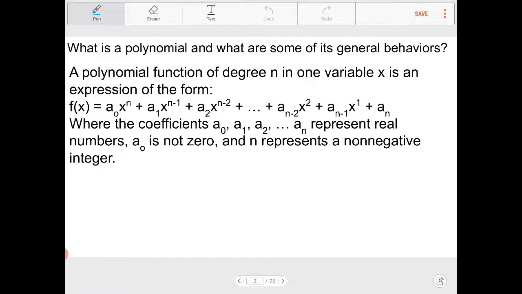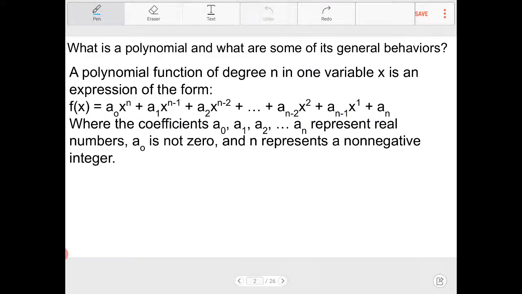So what exactly is a polynomial function? A polynomial function of degree n is an equation in one variable such that the expression takes on the form of some coefficient times x to the nth plus another coefficient times x to some smaller exponent, and so on and so forth. What you should be familiar with is not so much memorizing this template, because this template looks really scary.